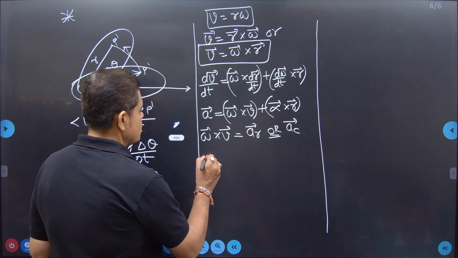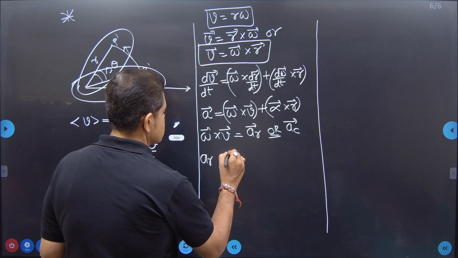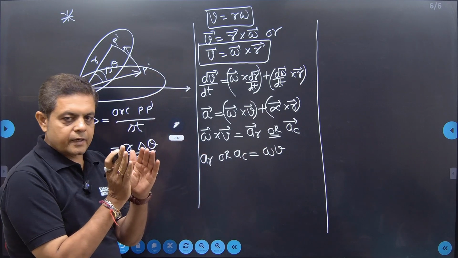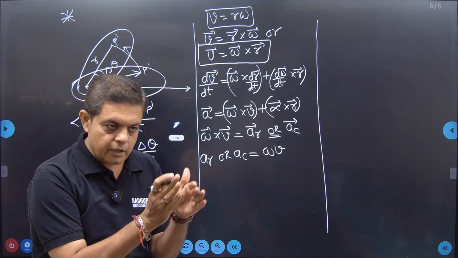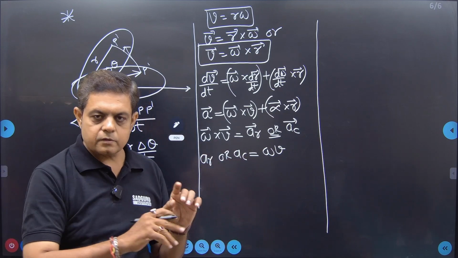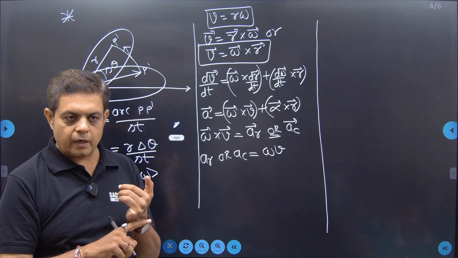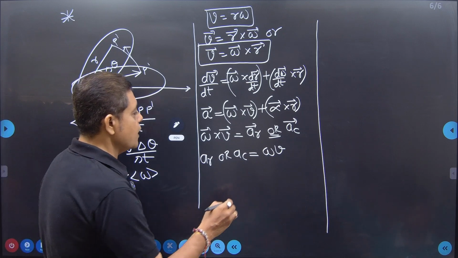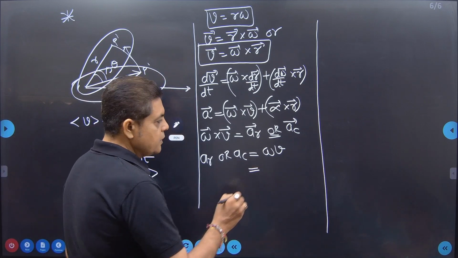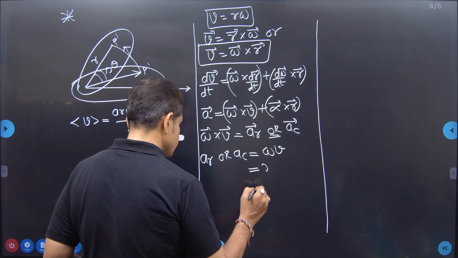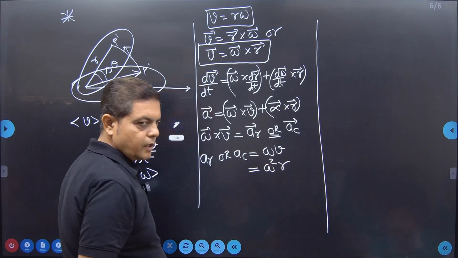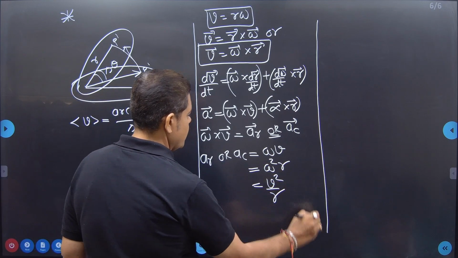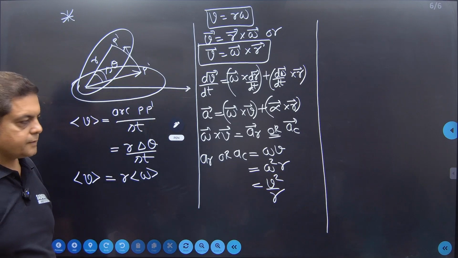Okay. So if I represent this component of acceleration in scalar form, normally the magnitude of omega cross v is omega v sine theta. But in circular motion, omega and v are mutually perpendicular. So theta is 90, sine 90 is 1. So it is omega v. But v is r omega. So it is omega square r or v square by r. Clear?